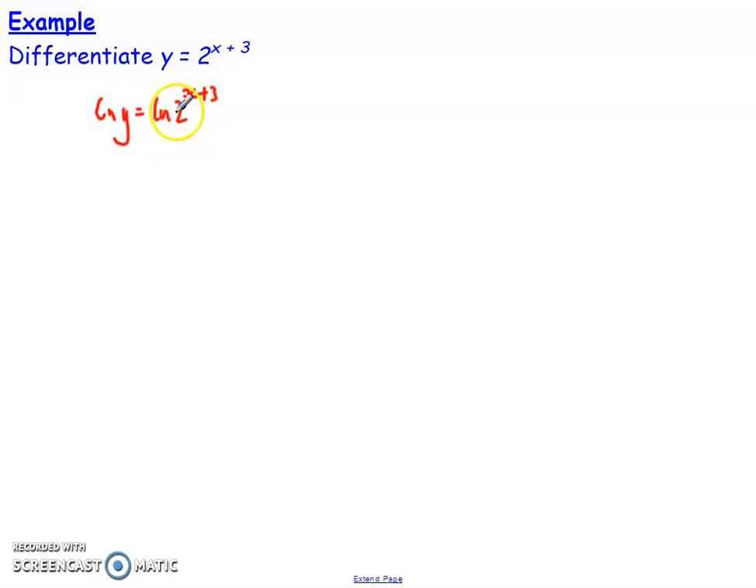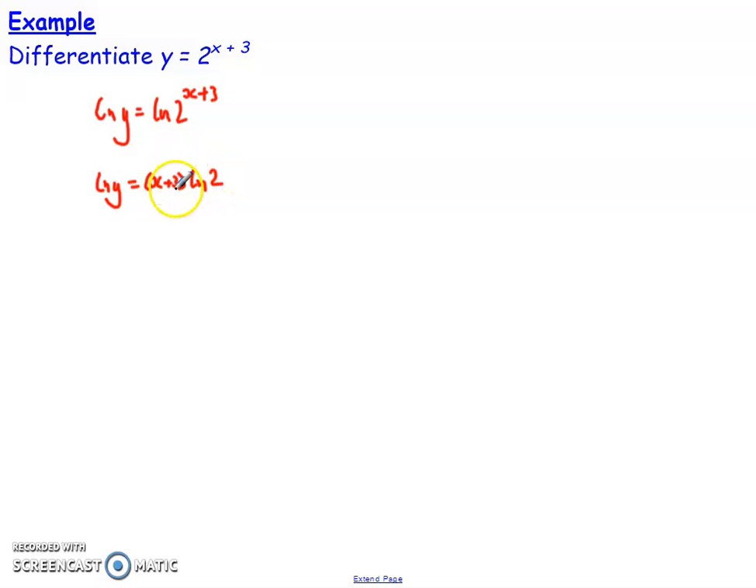Now this on the right hand side, ln of 2 to the power of x plus 3, what I can do is I can take that and rewrite it as x plus 3 times ln 2. Now I can use the third rule we discussed previously in order to manipulate it and do it like this.